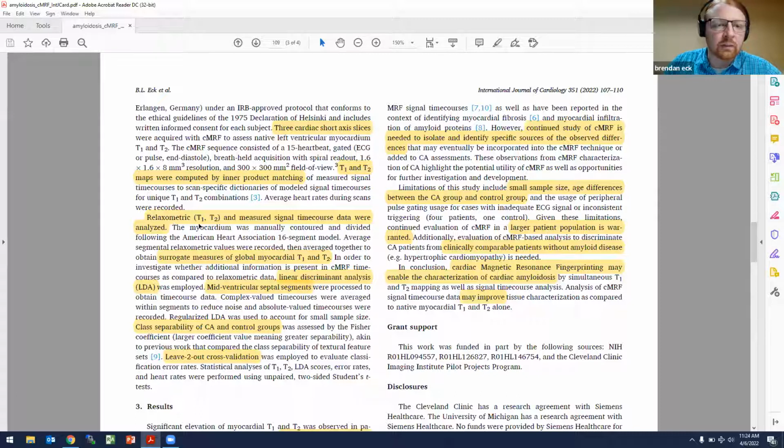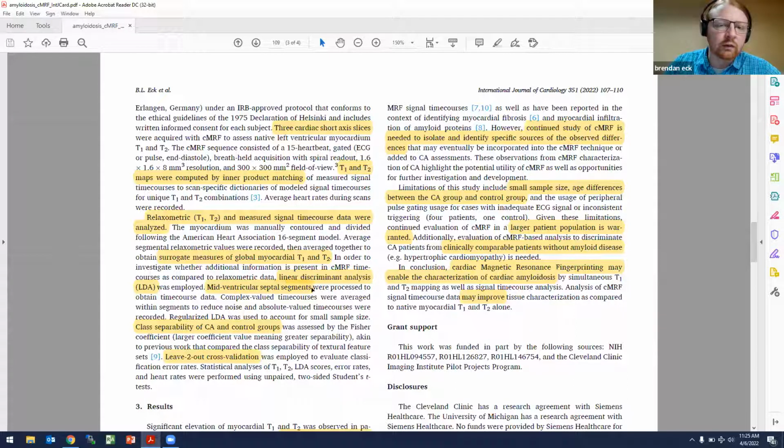We also recorded the average heart rates during these scans. So we looked at relaxometric T1 and T2 values, as well as the measured signal time course data from the acquisitions. The myocardium was manually contoured and divided following the AHA 16 segment model. And then we averaged together the segmental T1 and T2 values to obtain a surrogate measure of global myocardial T1 and T2. And then after doing that, we also wanted to investigate whether there was additional information present in the MRF time courses as compared to the T1 and T2 values alone.